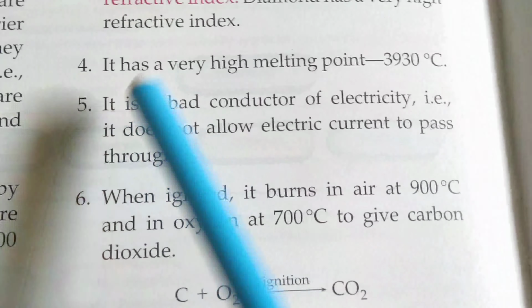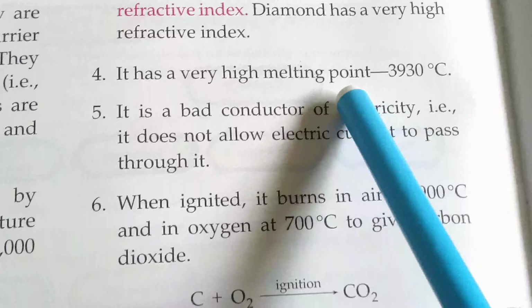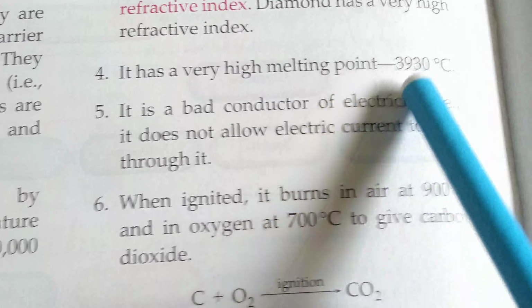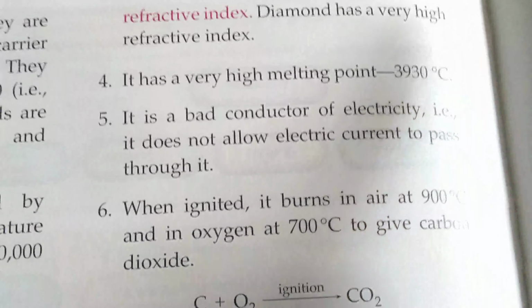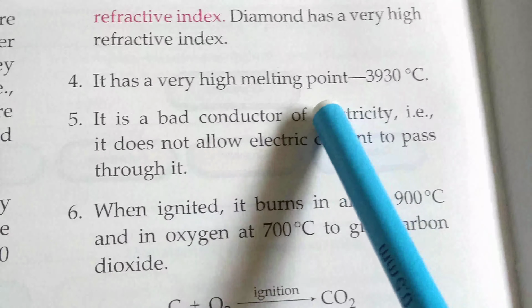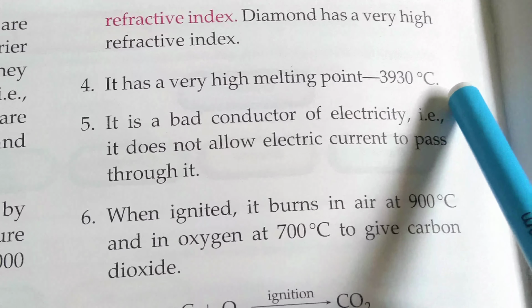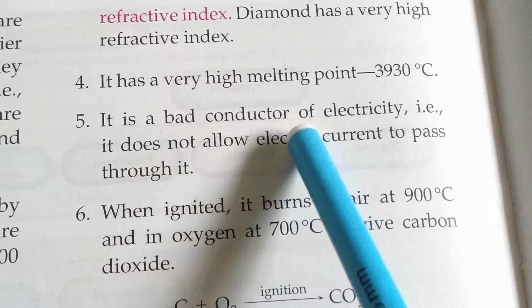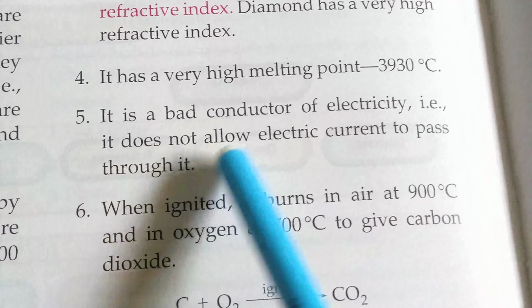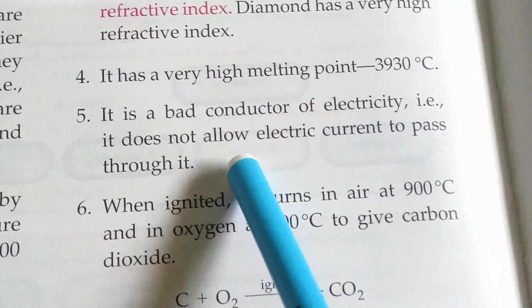It has a very high melting point. 3930 डिग्री सेल्सियस, इसके नीचे भी दाग लगाना. The melting point of diamond, that is 3930 degrees Celsius. It is a bad conductor of electricity. It does not allow electric current to pass through it.